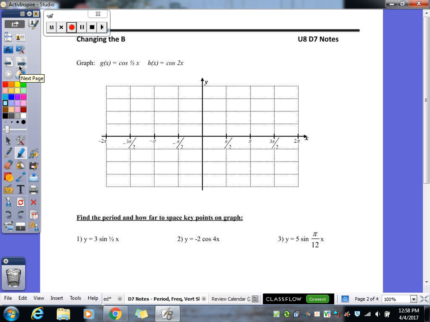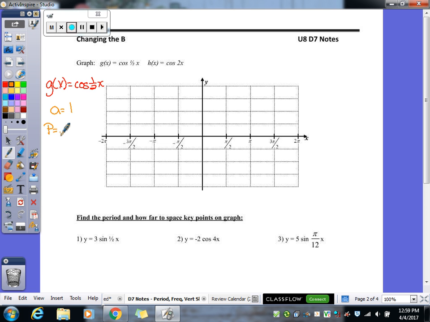All right, let's do some graphing. So we have two graphs here. We got g of x equals cosine 1/2 of x. This one's kind of a basic curve. It's not our parent function, kind of like what you were dealing with last time, but it's a little bit more basic. So some things we want to keep in mind is, what is our amplitude for this one? 1.